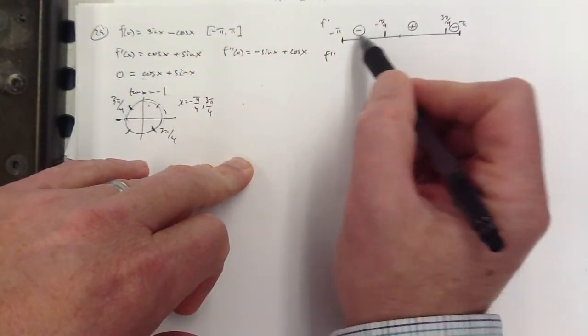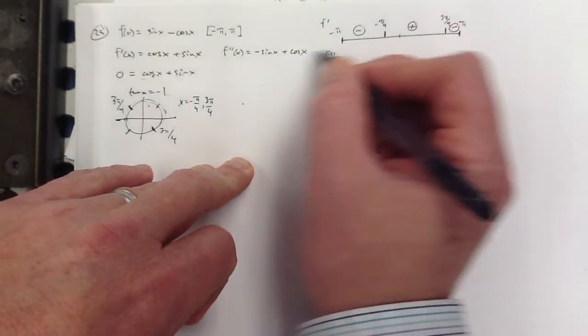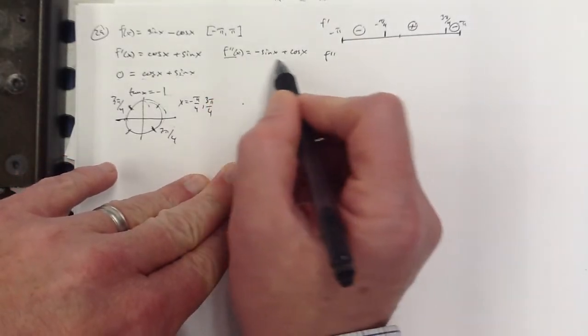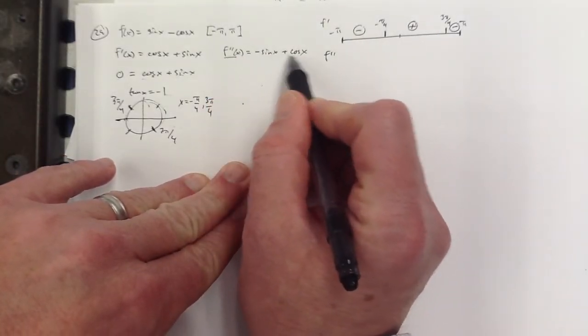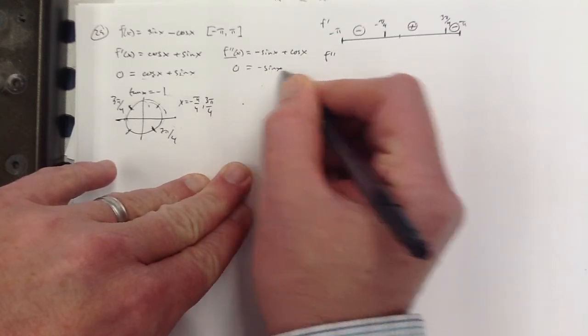Not to the point where you would just find one of them and then automatically alternate across your zeros. I don't think that's a good idea. Okay, and then f double prime, when is negative sine plus cosine equal to 0? Well, that's when they're equal to each other.